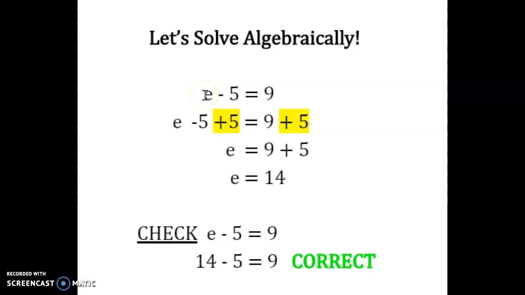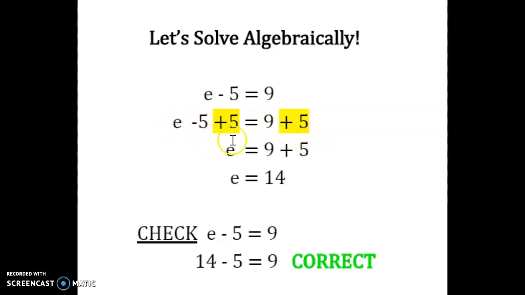Remember, we kind of have an idea of what it could be right away without thinking about it too much. We kind of already know it's going to be 14. But how do we do that algebraically? Remember, this is a subtraction problem, so we're going to add on both sides of the equation. Why do we add on both sides of the equation when it's a subtraction problem? Because we want to isolate that variable and get that variable by itself.